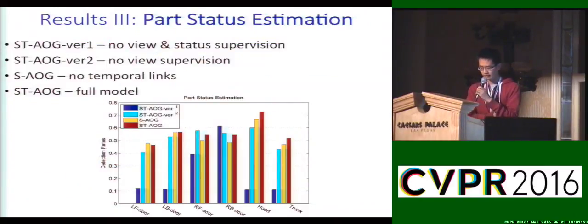And in the last experiment, we verify our model on part status estimation. Since there are no related baselines, we compare with several versions of our model. And from this table, we can see that the most important factor in part status estimation is the viewpoint. That is the part status and the temporal modeling.